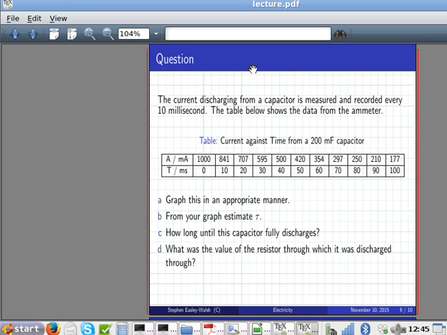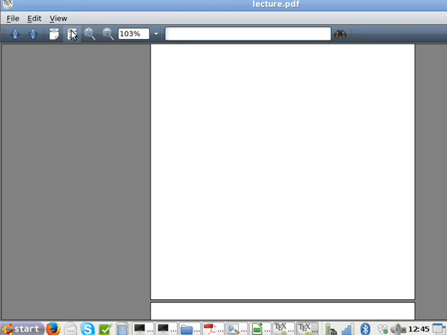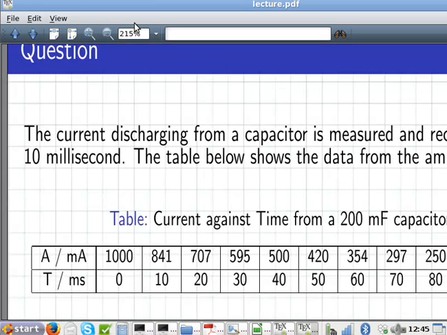Just one example. So what I want you to do is to copy this table. I'm using milliamps and milliseconds. This is an example I want to do now, but I would like you to copy this table.